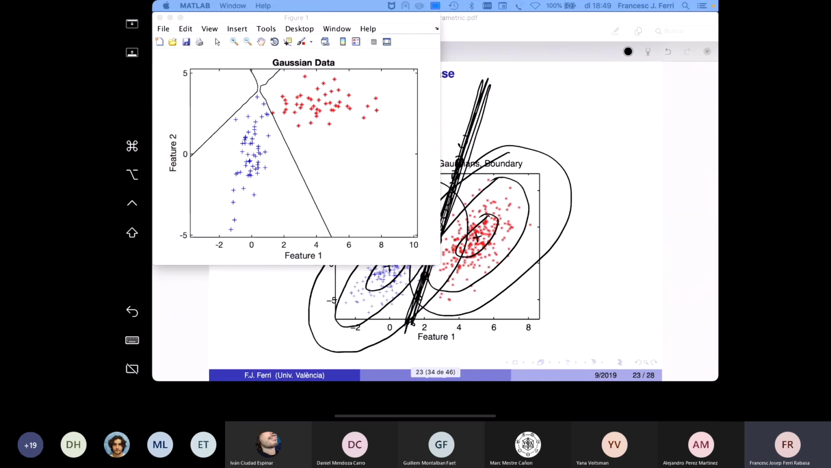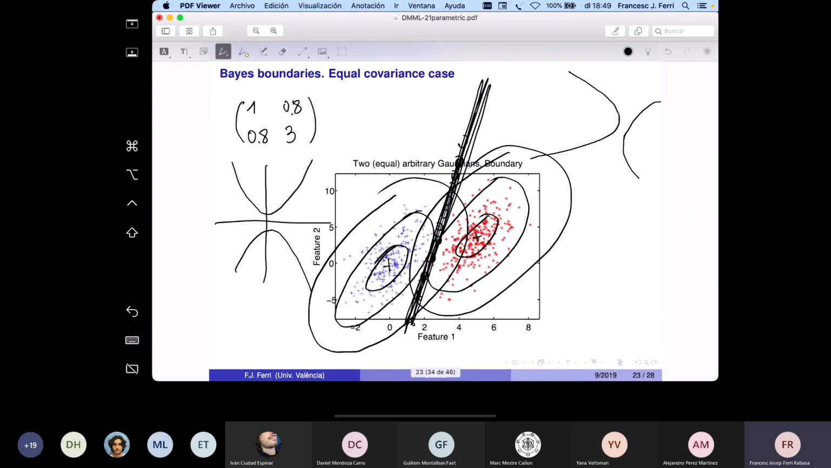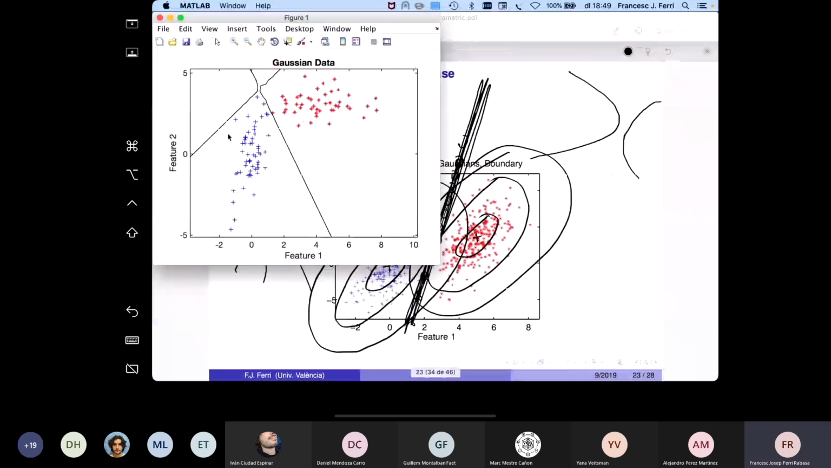This function is something like, if we could plot this smoothly, a hyperbola like this. So it's a quadratic function like this, but it's rotated and adapted to the data. You see? Here. The important part of this function, obviously, is this part, because it's the part that separates the two blobs of the data.